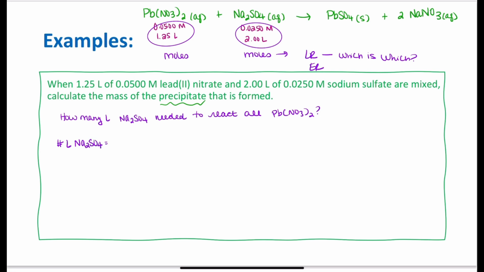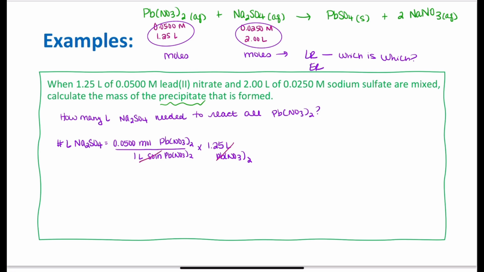I've got a 0.05 molar solution of lead-2 nitrate. So 0.0500 moles Pb(NO3)2 for every 1 liter of solution. And notice I'm intentionally writing the lead-2 nitrate solution there. I'm doing that for the simple fact that I want to make sure I'm using the right solution at all points. I have 1.25 liters of that solution. So this step right here cancels out my liters and gives me my moles of my lead-2 nitrate.